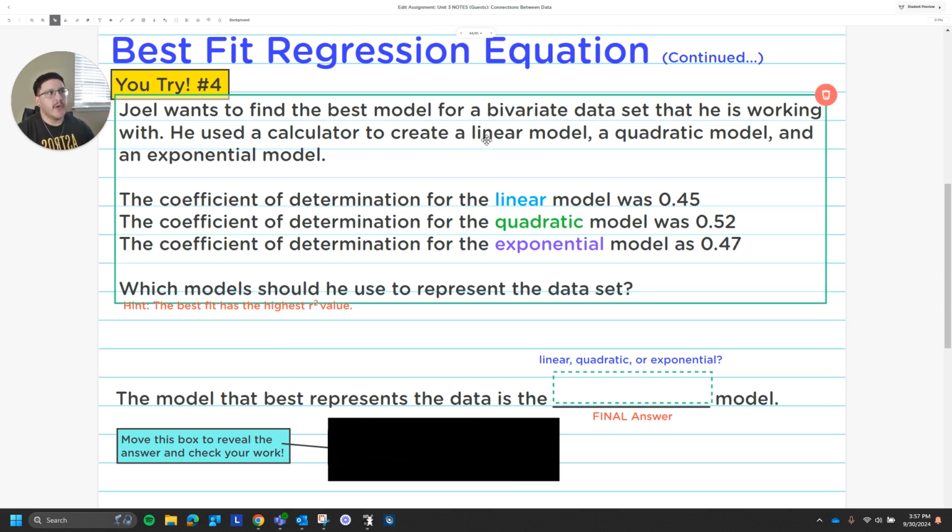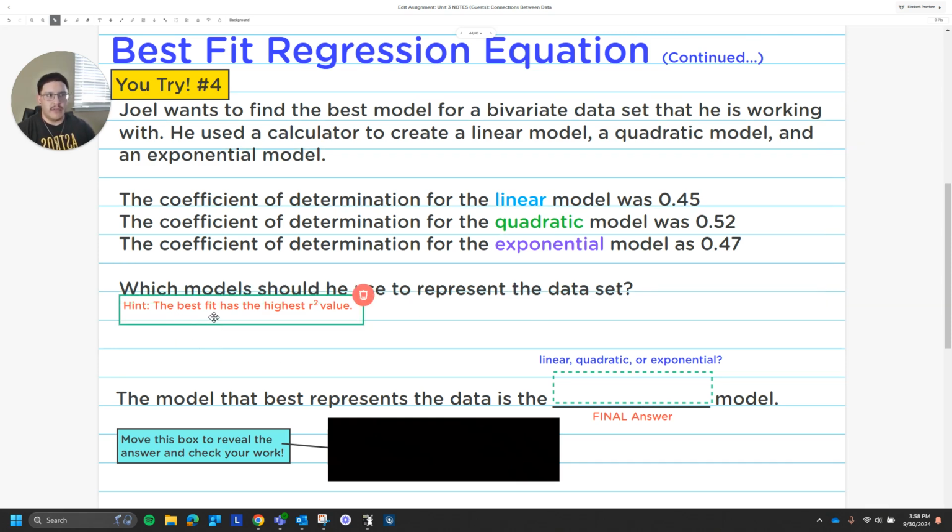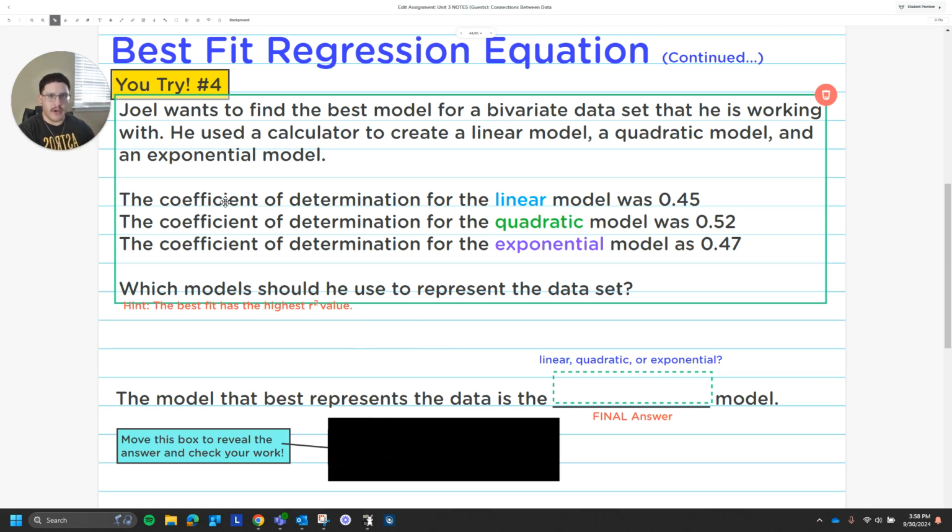He used a calculator to create a linear model, a quadratic model, and an exponential model. The coefficient of determination for the linear model was 0.45. For the quadratic, it was 0.52, and for the exponential, it was 0.47. Which model should he use to represent the data set? Hint, the best fit has the highest r squared value. Okay, so coefficient of determination means r squared. Simply find the highest r squared value, and then there you go.